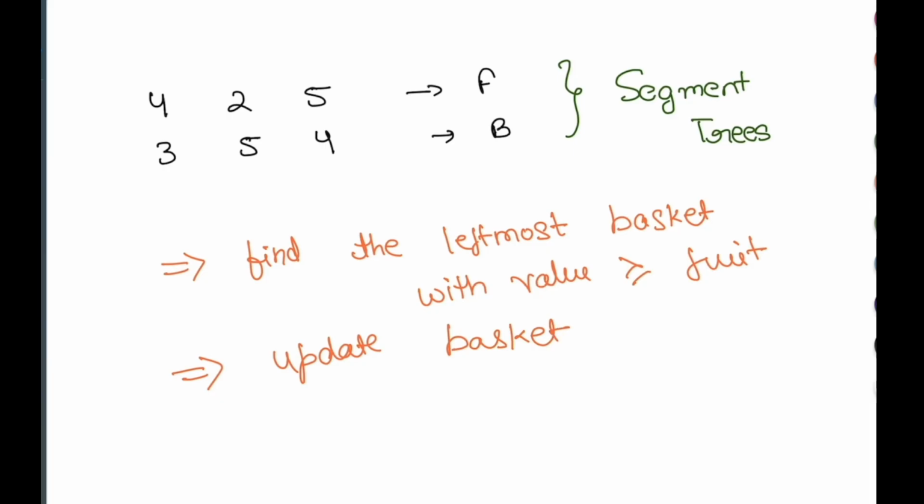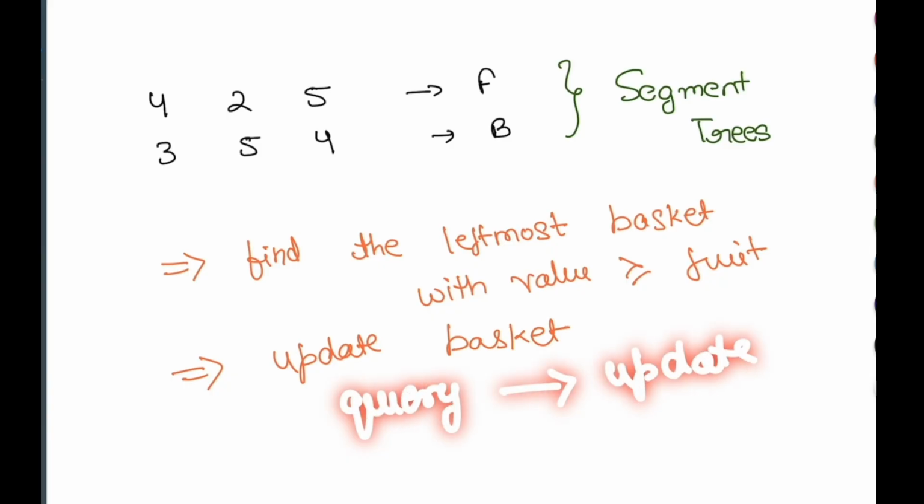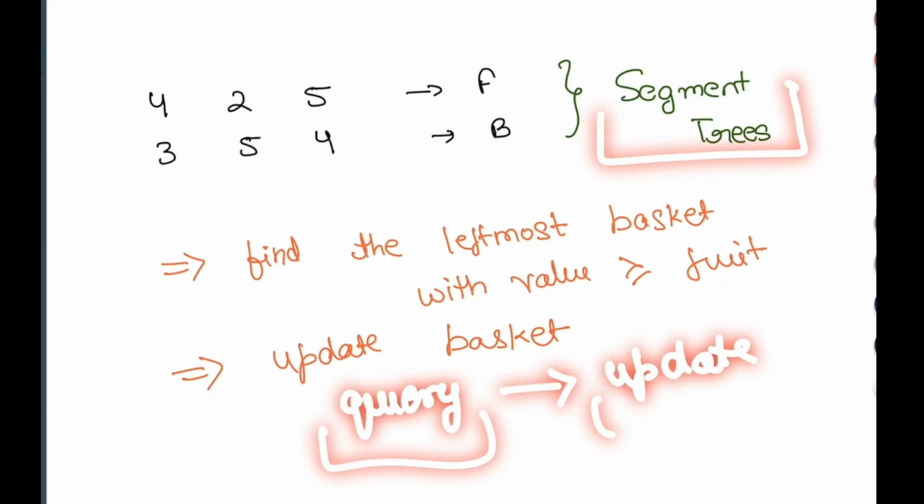From here you will see that you need to do two operations. The operations are, first, a query. You are searching or making a query to find something, and then you are doing an update. Segment trees are exactly about querying and update. Querying your data and then you update your data. That's what segment trees are all about.